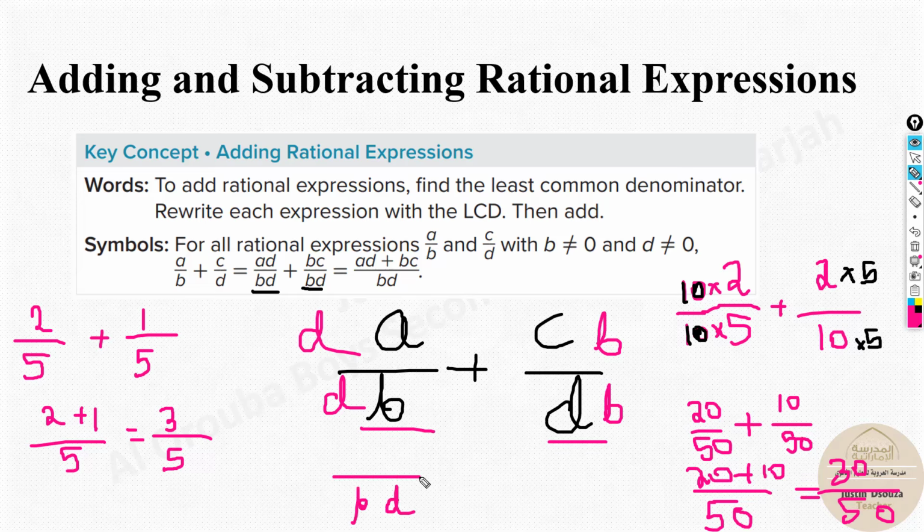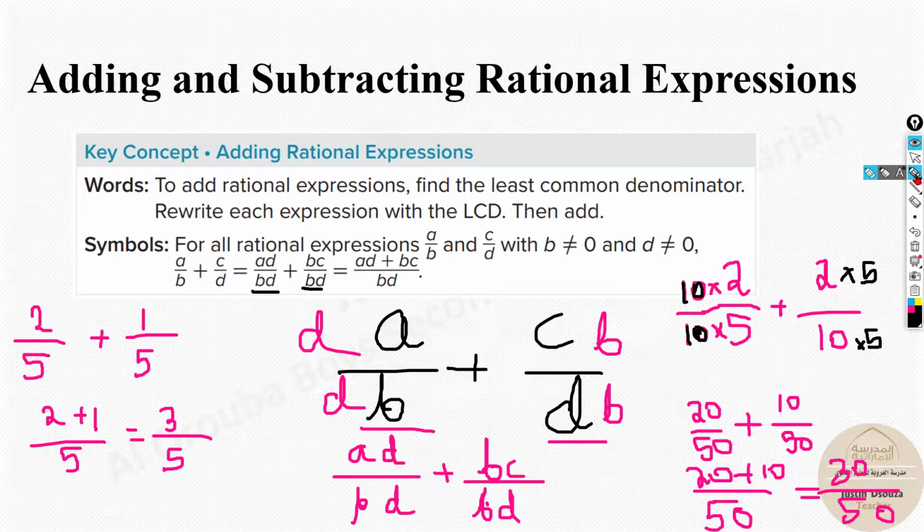BD is the denominator over here, and it is AD plus BC divided by BD. Or you can write it as DB, anything, it's fine. I'm just writing in ascending order, like A, B, C, D. That's the order I've used.